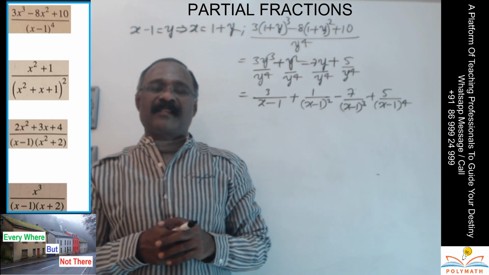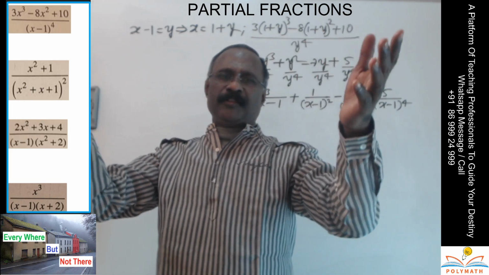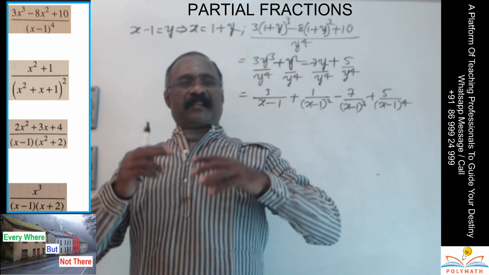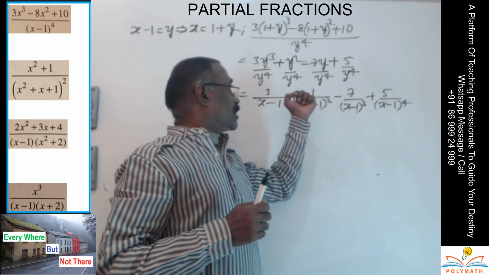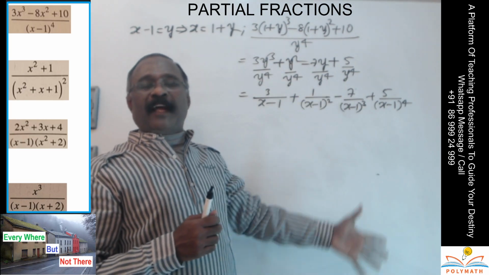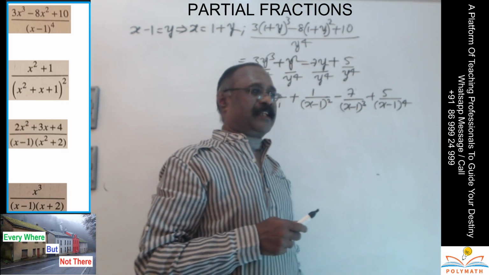Whenever the denominator contains a single factor with repetition, take it as y, replace the numerator, and then split the fraction to get the final partial fractions. Next one.